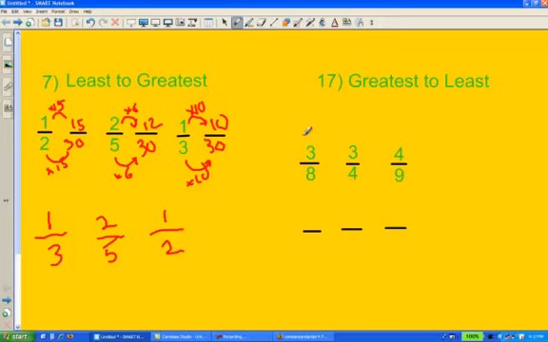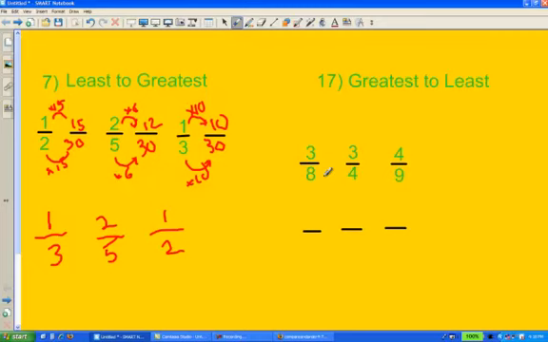Now, I'm going to do the same thing here. My denominators are different this time. I have 8, 4, and 9. Well, any number for 4 here will go into 8. For instance, if I wanted to make this into 8ths, I just multiply it by 2, right? And this 3/4 would become 6/8. So that's easy. All I need to do then is compare 8 and the number 9 here.